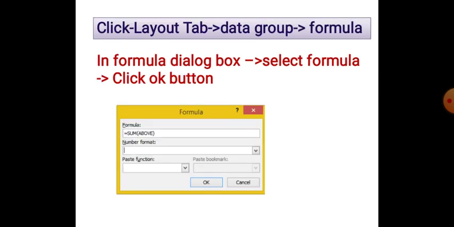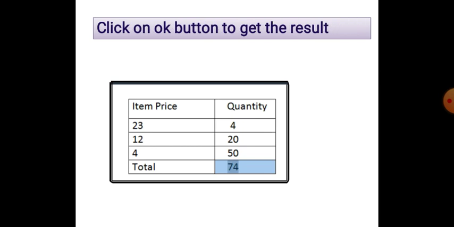When we click on the formula button, the formula dialog box appears and in that we select the formula. The formula that we select comes in the formula text box, and once the formula comes, we click on the OK button. And now the result will come in the desired cell. We have given the sum above, that is the reason 50, 20 and 4 have been added.